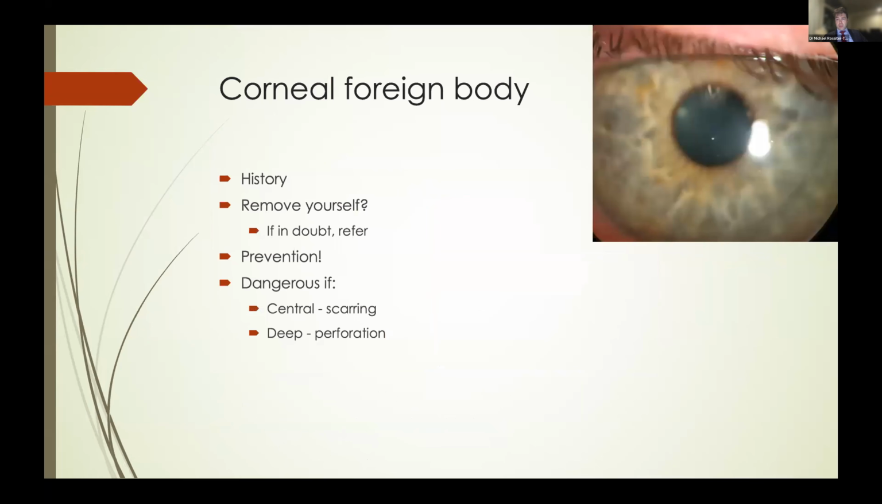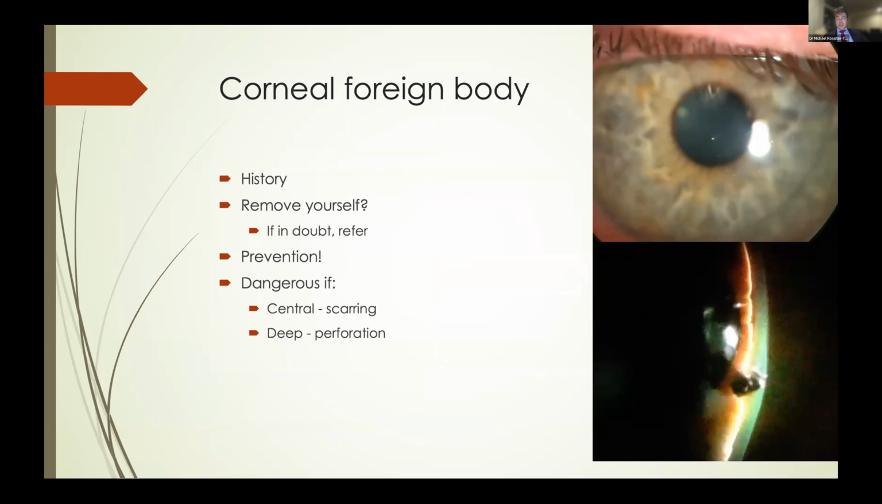Corneal foreign bodies, incredibly common. Usually the history is the clue. It can be very difficult to see foreign bodies. In this photo up here, you may be able to appreciate that there is a very small central white foreign body, but I think we would struggle to find this without a slit lamp. This one down here is a bit more obvious.